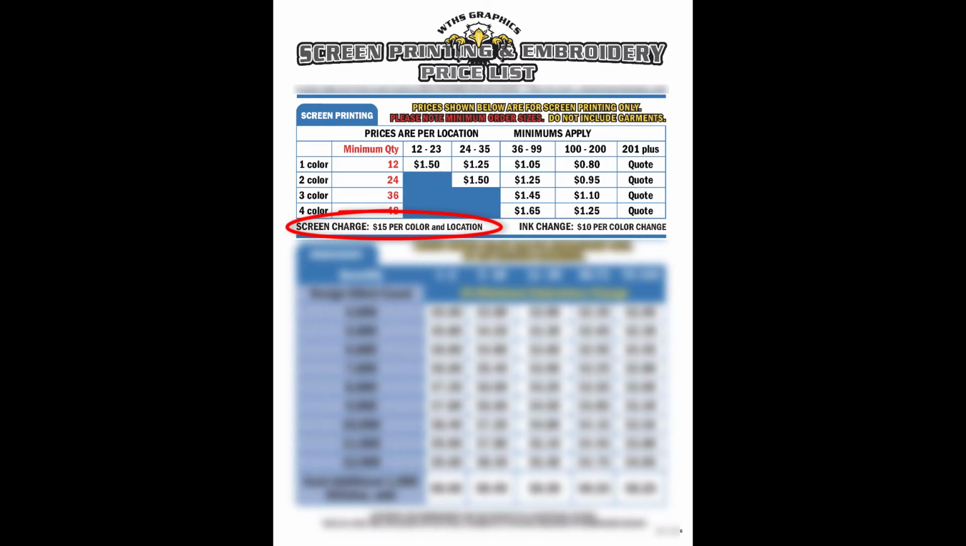So for each color and each location, we need to charge $15. That's something to think about as far as how many screens we use. If you've printed for us before, you know that there's a certain number of screens that we have to make to do each job.